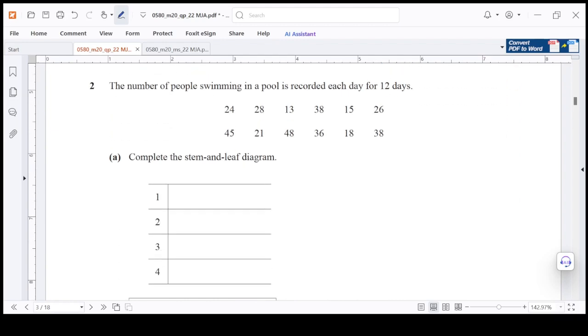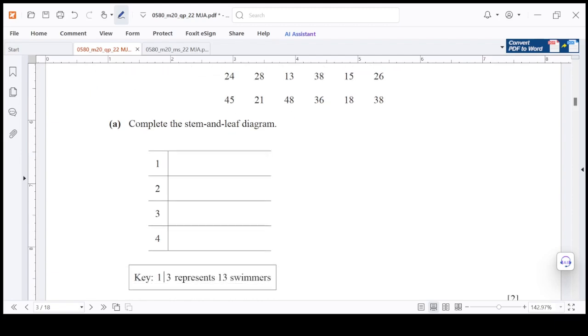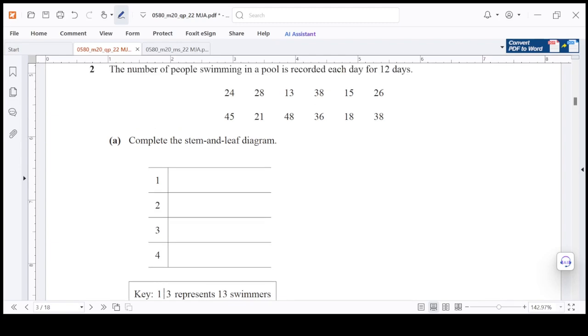Okay. The number of people swimming in a pool is recorded each day for 12 days. Complete the stem and leaf diagram. For the stem and leaf diagram, you have to use the given key. So 1/3 represents 13 swimmers. So the smallest value we have is 13. So this is going to be 3. And 1/3 represents 13. Okay, next smallest value is 15.